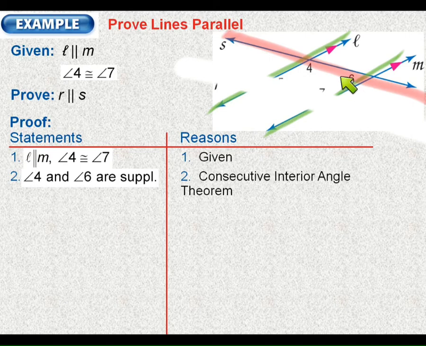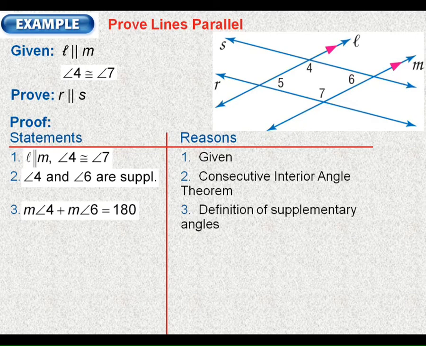These two would be supplementary because these two lines are parallel and they're consecutive interior. Since they're supplementary, I know they add to 180. That's just by the definition of being supplementary, right? If 4 and 6 are supplementary, I know angle 4 plus angle 6 is 180. That's just the definition of being supplementary.